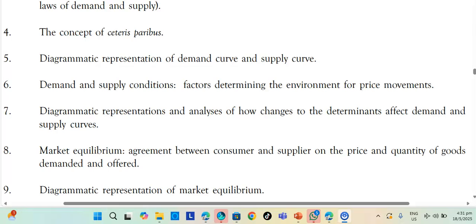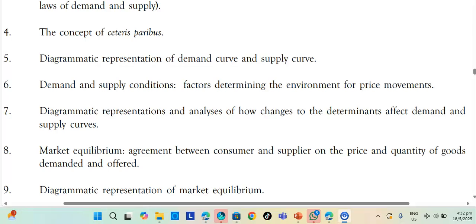All right, guys, let's look at the factors that affect demand conditions. And we know that demand refers to how much of a good or service consumers are willing and able to buy at different prices. So the demand conditions refer to the various factors that influence consumers' decision to buy a product apart from its price.